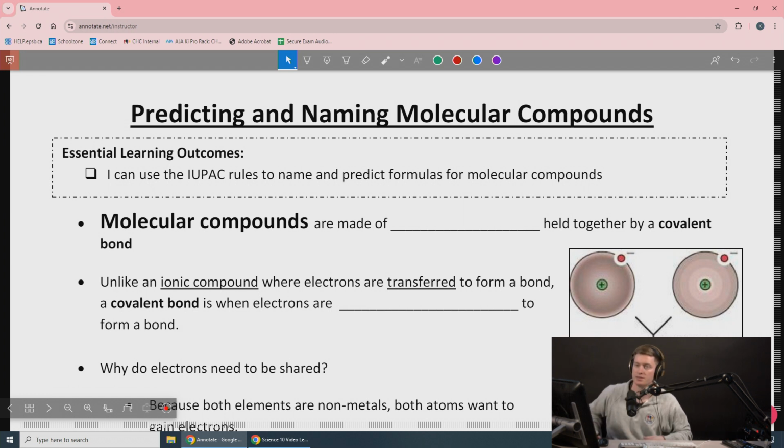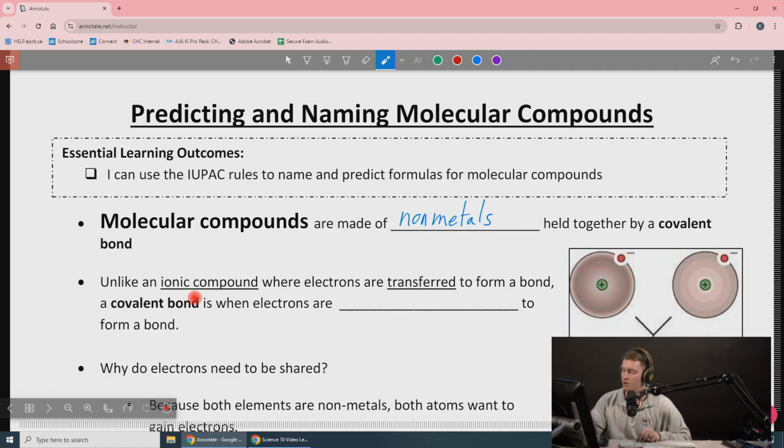All right, welcome back. In this lesson, we're going to be talking about predicting and naming molecular compounds. In the last lesson, we were focused on ionic compounds with polyatomic ions and multivalent metals, and before that, just regular binary ionic compounds. Molecular compounds are made of non-metals that are held together by a covalent bond.